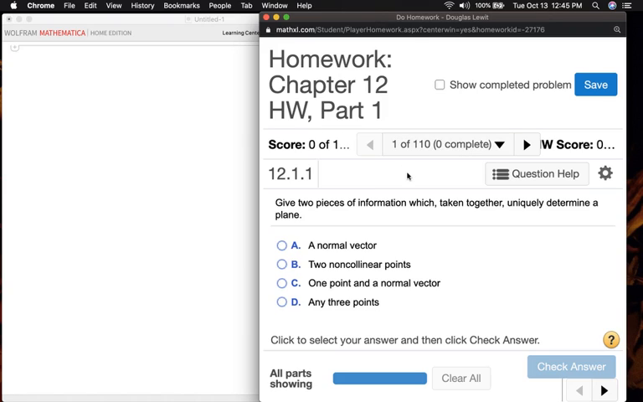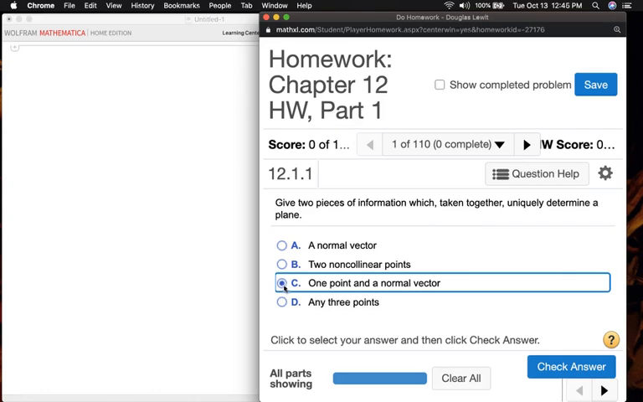Okay, so problem number one. Give two pieces of information which taken together uniquely determine a plane. So the answer is going to be a point and a normal vector. The normal vector is any vector that's perpendicular to the plane.